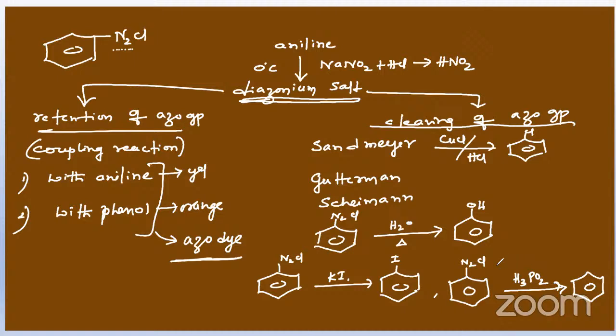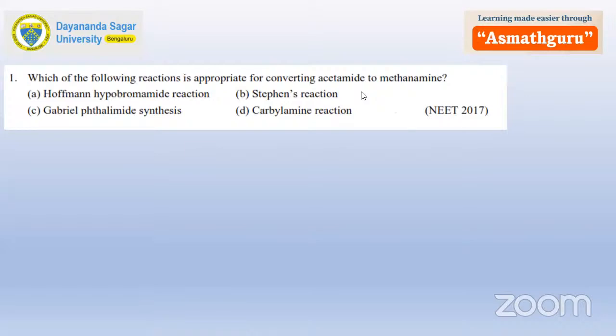In all these reactions, we are removing N2. That's what is called cleaving of the azo group. So this much you have to remember in the theoretical aspect of these nitrogen compounds. Then we can go to some questions.